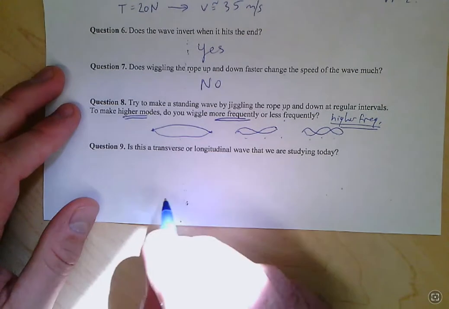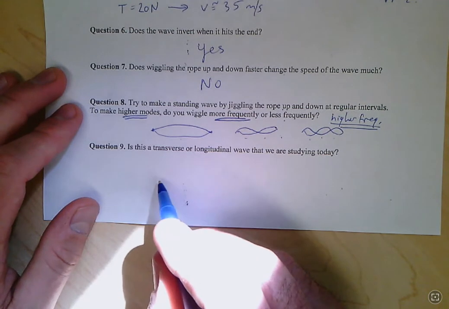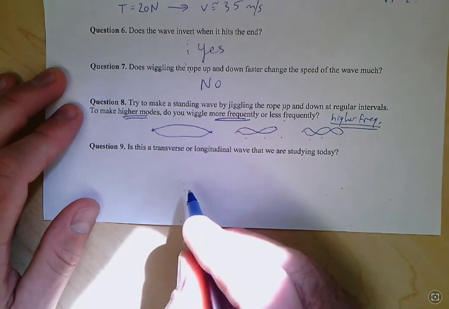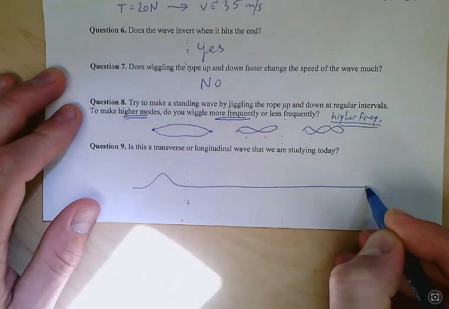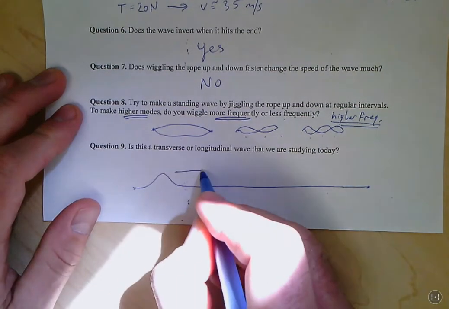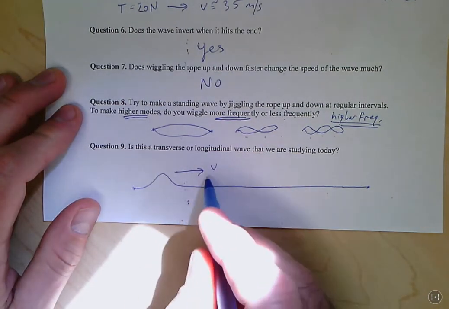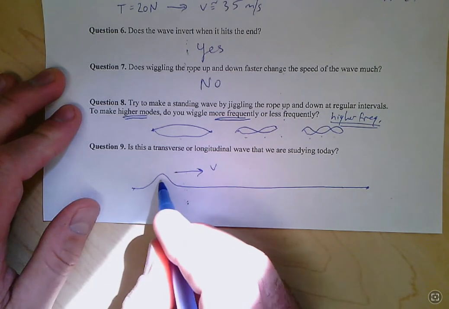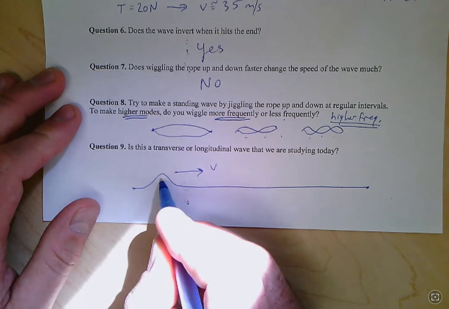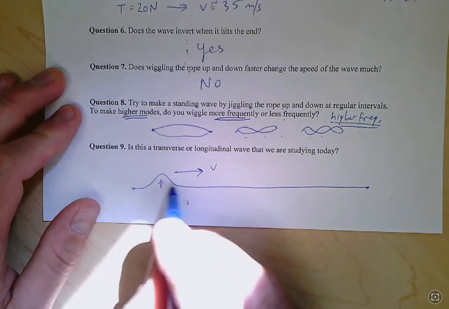Lastly, this question is asking, again as a reiteration, is this a transverse or a longitudinal wave that we're studying? Well, if this is our rope here, the direction of the wave speed is this direction here, that's the direction of the velocity, whereas the motion of the rope material itself is, in this case, up-down, whereas the motion of the wave is from left to right.